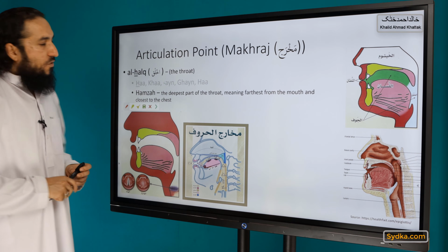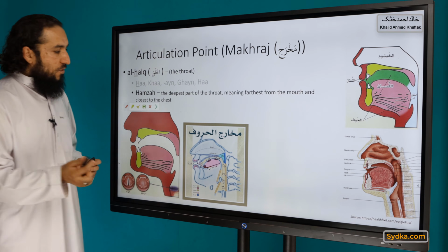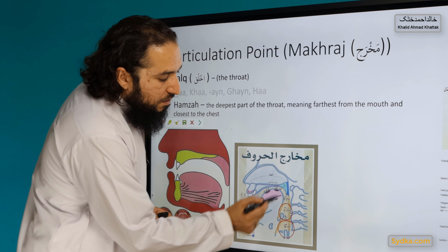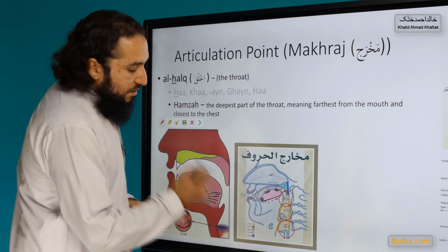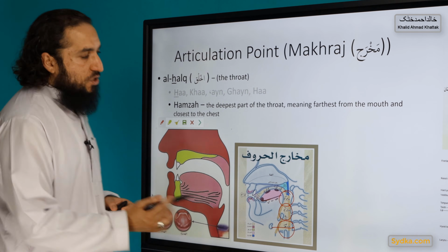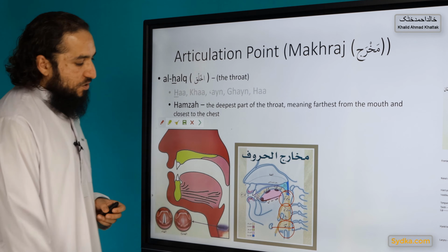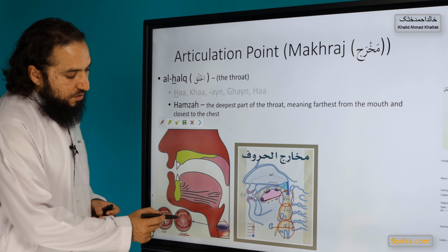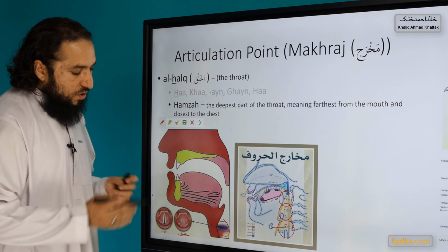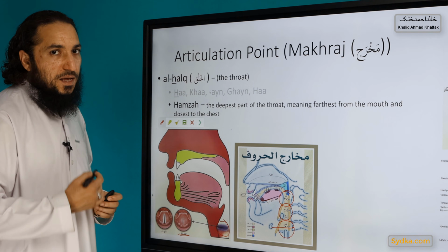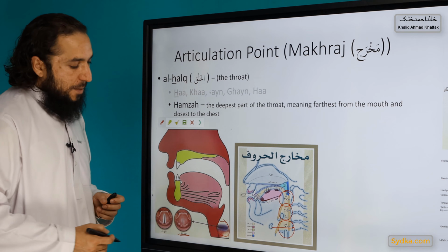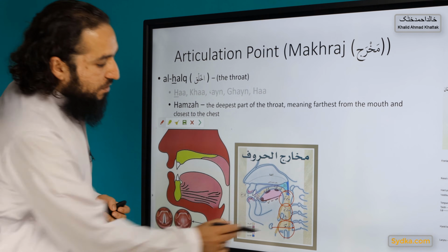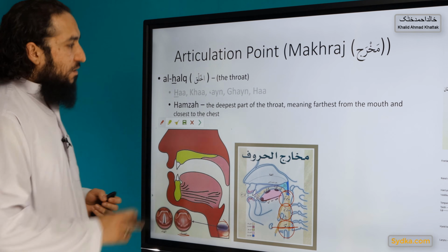The articulation point for Hamzah is the deepest part of the throat. As we explained before, we have three parts of the halq, the throat, and this is from the deepest part that is closest to the chest. Closest to the chest, you can see here. And in Hamzah, the vocal cords are almost closed when we are pronouncing it. Hamzah, so it is almost closed. That's the articulation point, the deepest part of the throat, near to the chest.